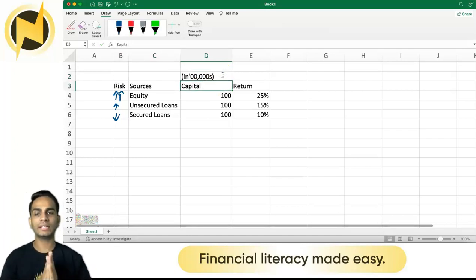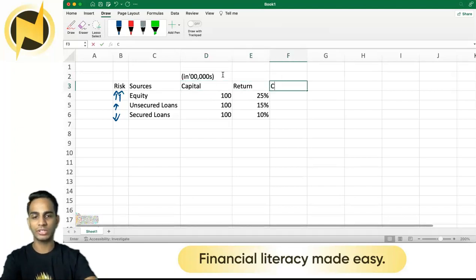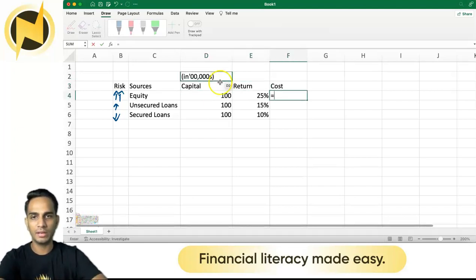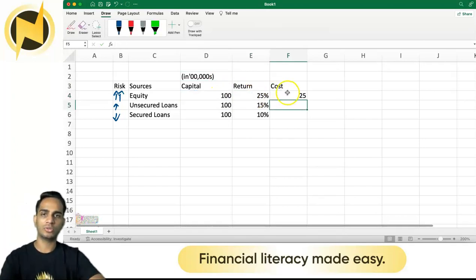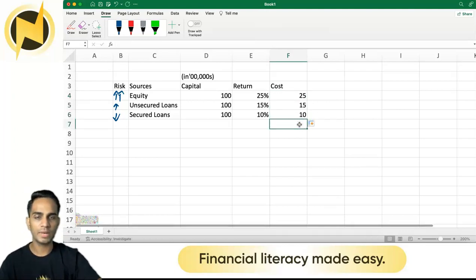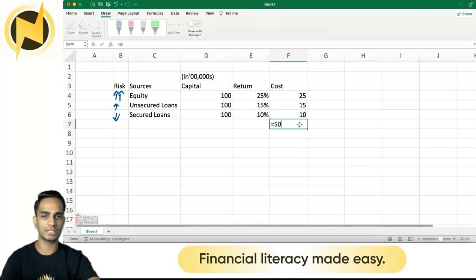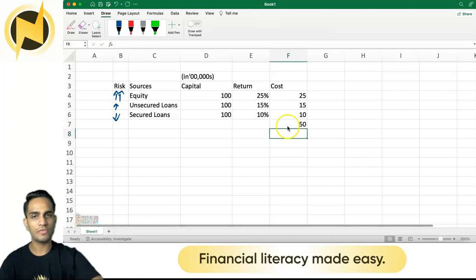So, as a company, what should be the return that they should pay back to the investors? The cost that comes to the company would be, for 100 lakhs, 25% is 25 lakhs, correct? Just like that, they would have to pay a total of 25 plus 15 plus 10, that is 50 lakhs in total, correct?